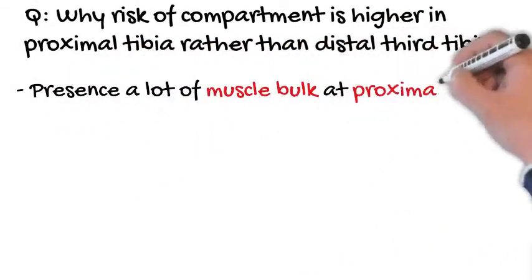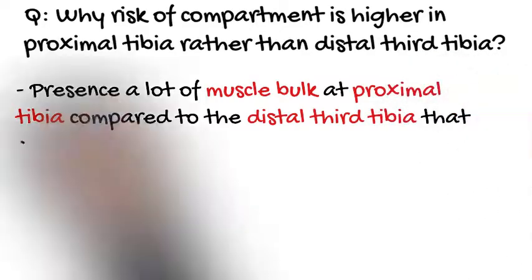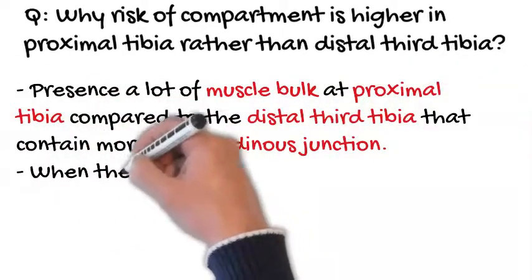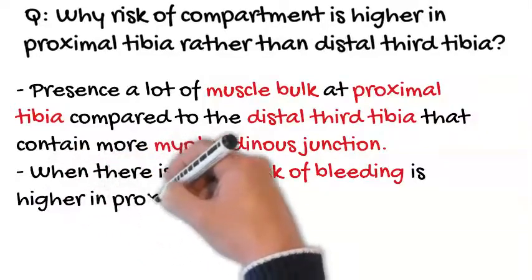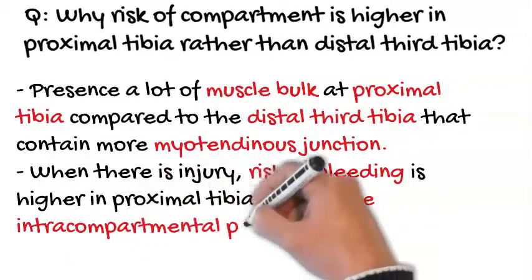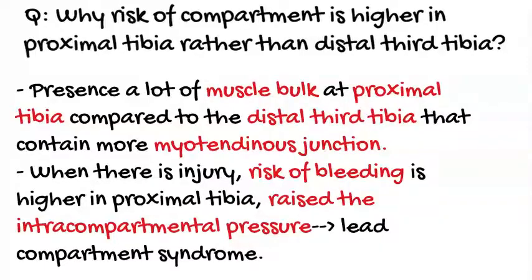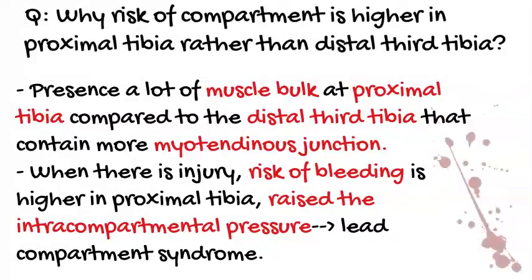Next, additional questions that can be asked during exams. Number 1, first question: why is the risk of compartment syndrome higher in the proximal tibia rather than the distal tibia? Because there is a lot of muscle bulk at the proximal tibia compared to the distal tibia, which contains more myotendinous junction. When there is an injury, the risk of bleeding is higher in the proximal tibia, and this could raise the intracompartmental pressure that would lead to compartment syndrome.